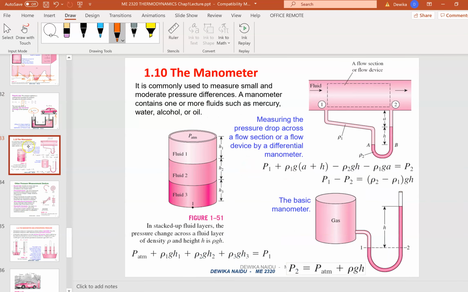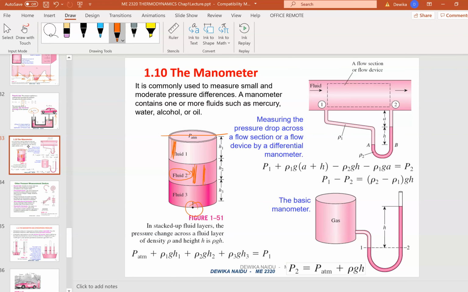Next we'll be moving to the manometer. A manometer is a device that is used to measure pressure. Observe this. What is the pressure at 1? Pressure at 1 will be atmospheric plus rho g h of this fluid plus rho g h of this fluid. Now h, remember, is dependent only on this height.